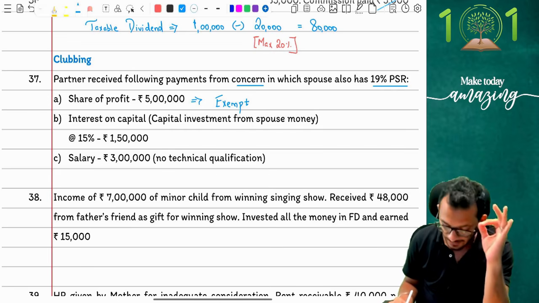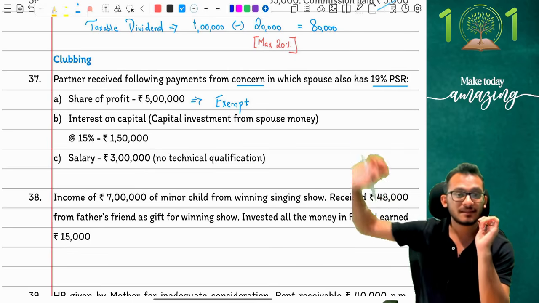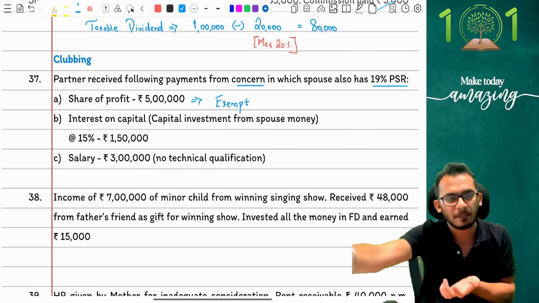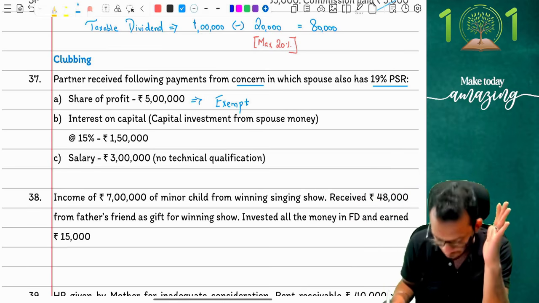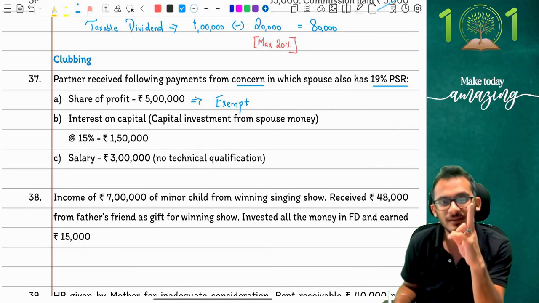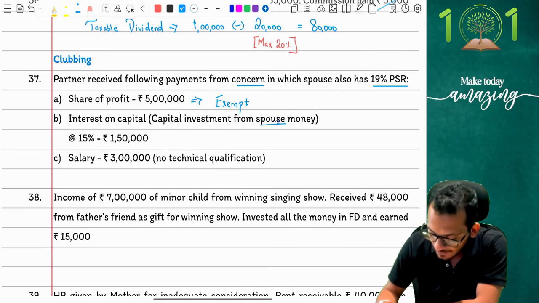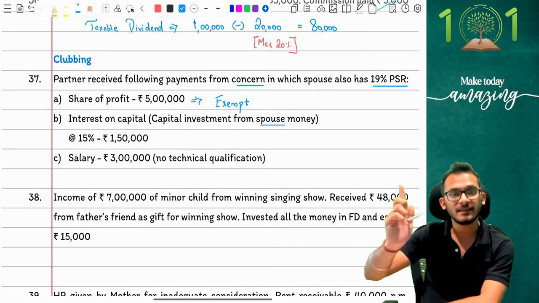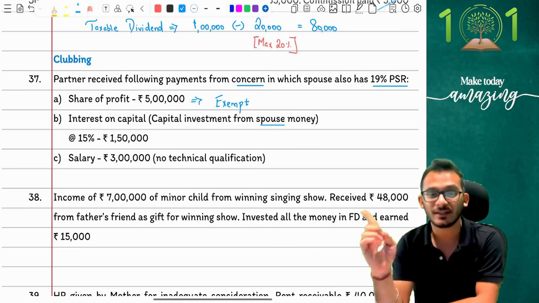Second, it says interest on capital, where the capital investment was from spouse money, meaning the spouse gave me money, I put it in the capital of the firm, and I have now received interest on capital. The rate is 15% and the amount I've received is 1,50,000. Two things are triggered here. One, you need to realize that the money was given by the spouse, and therefore income tax says where any money is given by the spouse, whatever income is generated from that money will be taxable in the hands of the respective person.